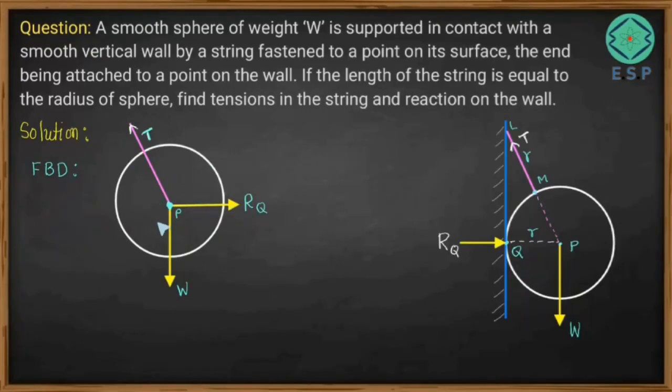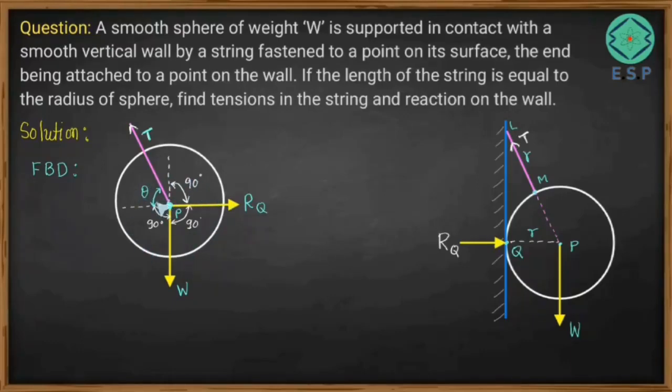Now in order to apply Lami's theorem, we need all the angles between the forces. Here, this angle is 90 degrees. This angle is also 90 degrees, friends. Now if I draw a vertical line here, this angle will also be 90 degrees. Now we need to find this angle, which is not known to us. So let me call this angle theta. If I can find this particular angle theta, then I'll be able to find all the angles.